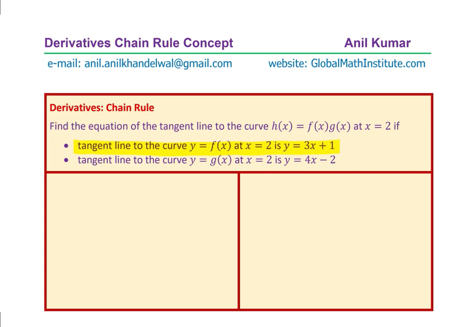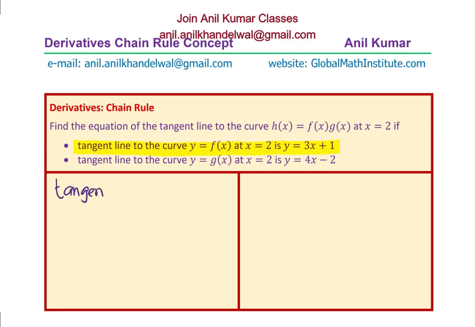So, let's see. We are saying that the tangent to the curve is y equals 3x plus 1. So that really means this is for f of x, right, at x equals 2. So that means we know what the derivative of the function f of x at 2 is. It is the slope, 3. You get the idea. So that is how we can figure this out.